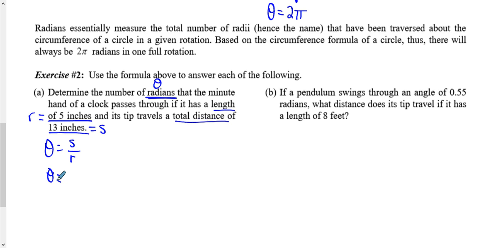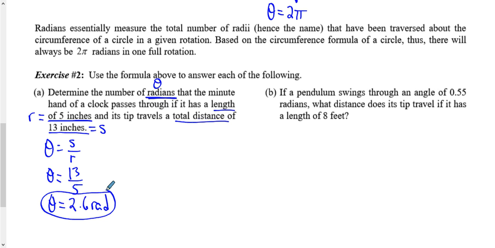S over R. So theta equals 13 over 5. You simply divide, put that in your calculator, and you get 2.6 radians. It's the angle that the minute hand goes through. 2.6 radians. Does that make a little bit of sense? We're not in degrees now, it's in radians. Okay? Because the clock's a circle.